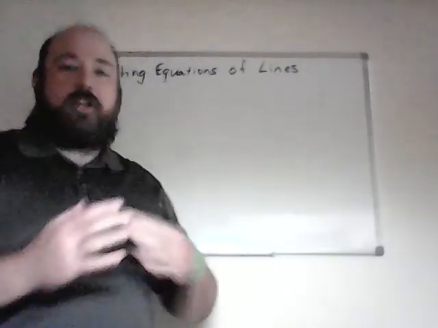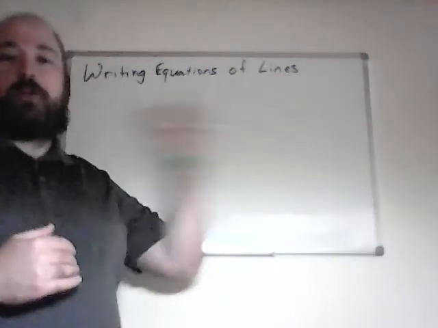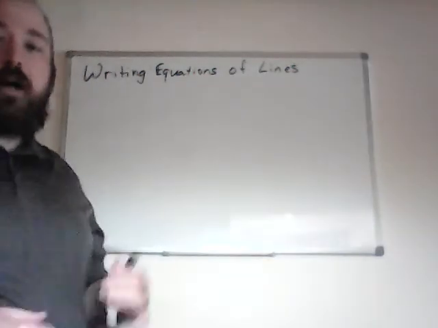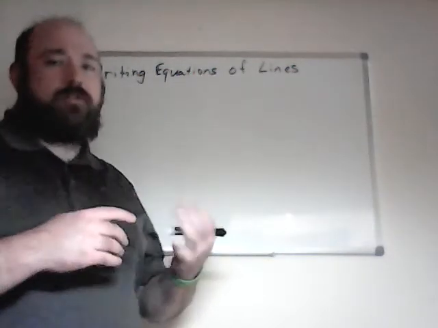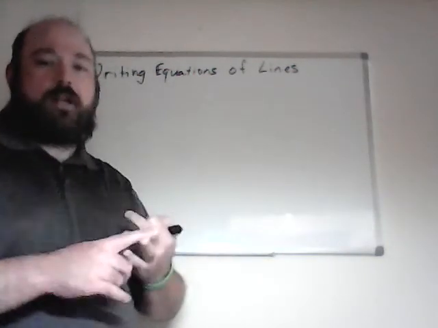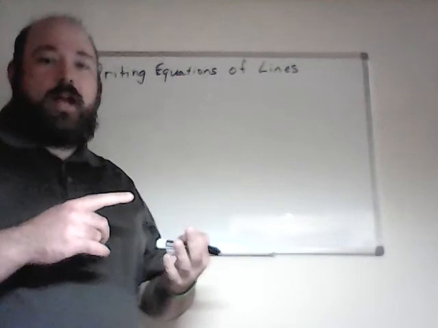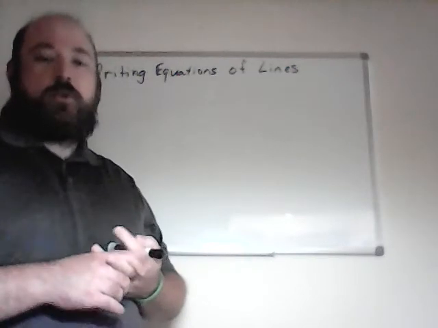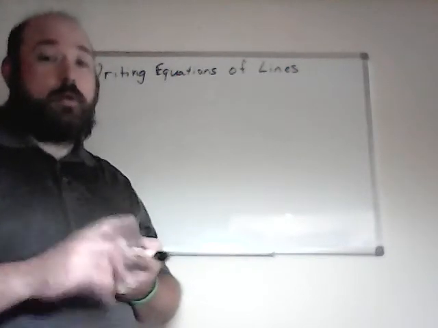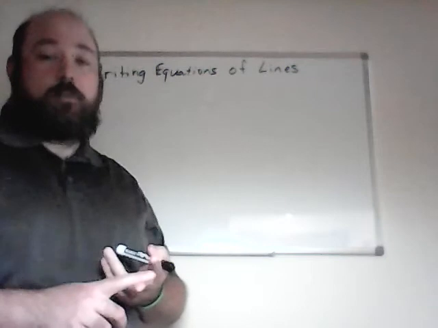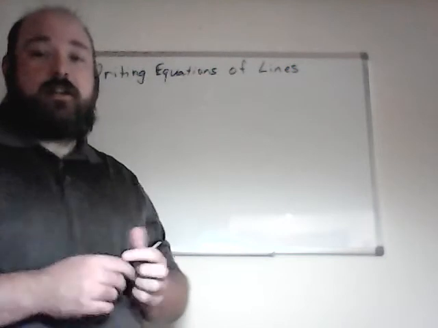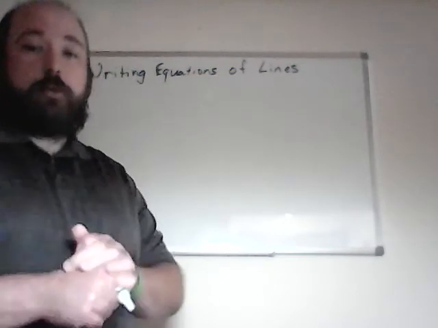All right, folks, so in this video, what I want to do is just do a little bit more on writing equations of lines. And what we're going to be doing is we're going to have given a slope and a point on the line. And we're also going to be taking a look at writing equations of lines that are parallel and perpendicular, given a line and a point on that line that is parallel or perpendicular.